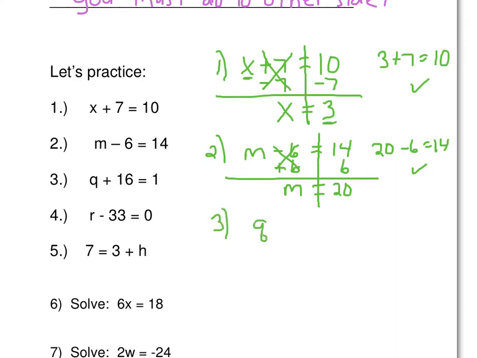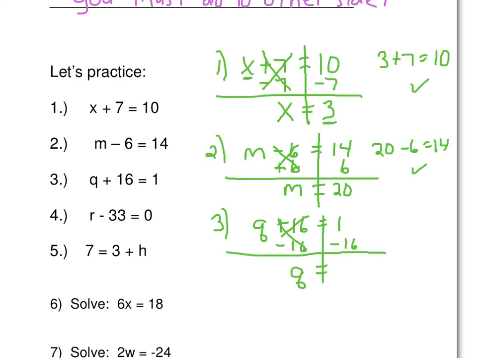Go to number 3, very simple, just like we did before. You have q plus 16 equals 1. Again, draw a line that separates the left side and the right side. Do the opposite of adding 16. The opposite of adding 16 is subtracting 16. So draw a line here. Now I know that these cancel out, and I'm left with q by itself.